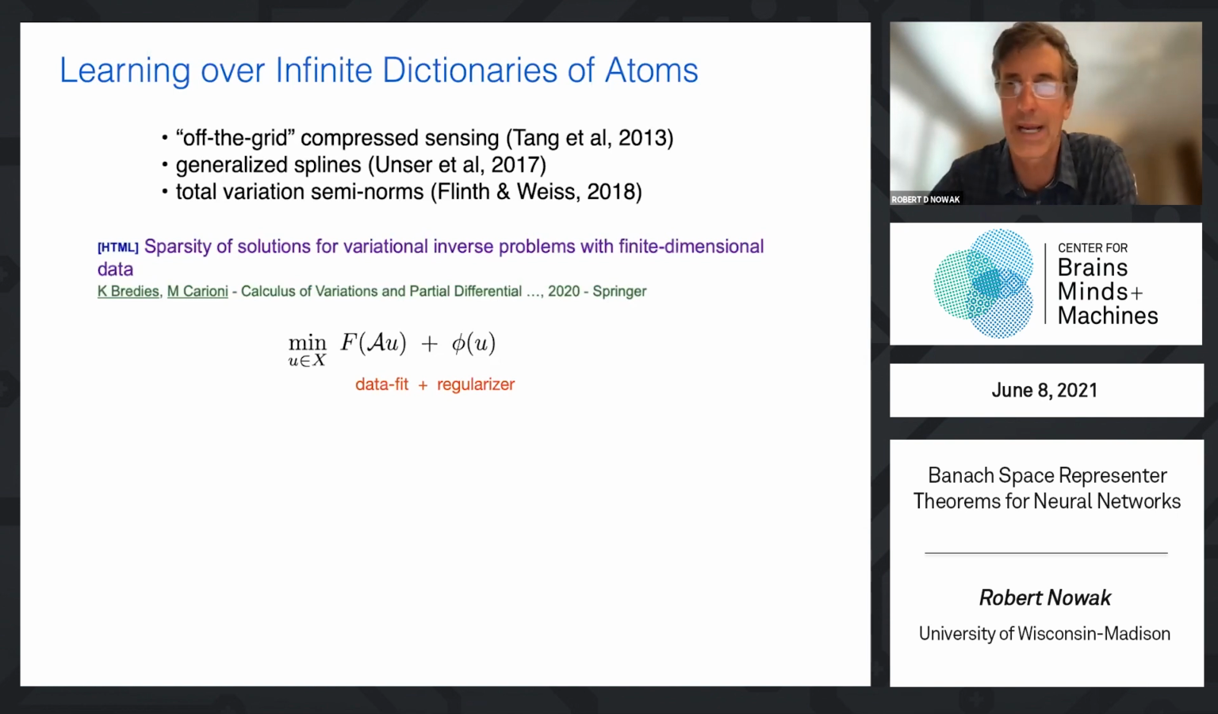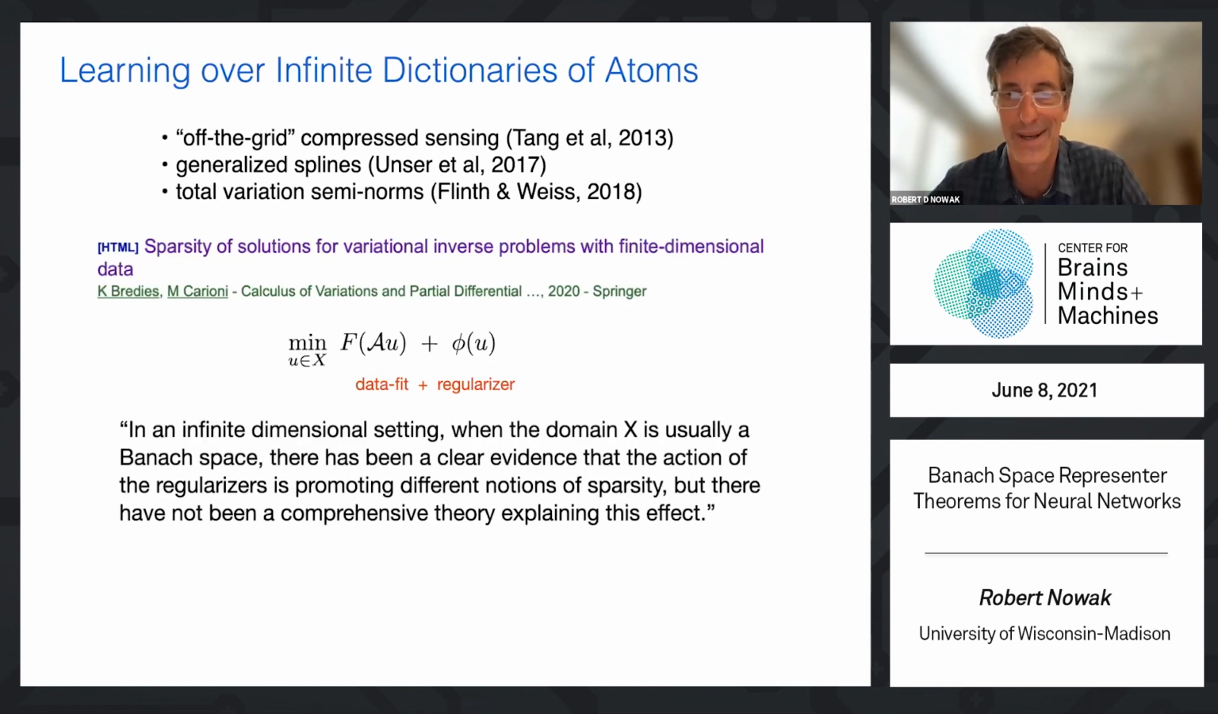And one paper in particular brings this all together very nicely. I really like it. It's a paper by Bredies and Carioni, where they considered a general class of problems where you're trying to find a function, in their notation u, that fits data, plus a regularizer that's one of these total variation semi-norms. And they have this really nice statement that I think sums up what we were seeing in all these different areas. That is, in an infinite dimensional setting, when the domain is a Banach space, there's clear evidence that the action of these total variation regularizers is promoting different notions of sparsity, but there hasn't been a comprehensive theory explaining this. That's exactly what they set out to do in this really beautiful paper of theirs.